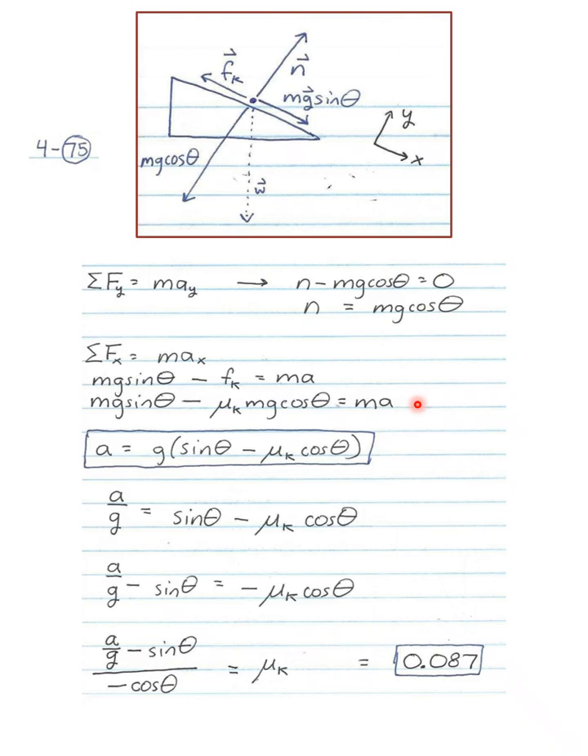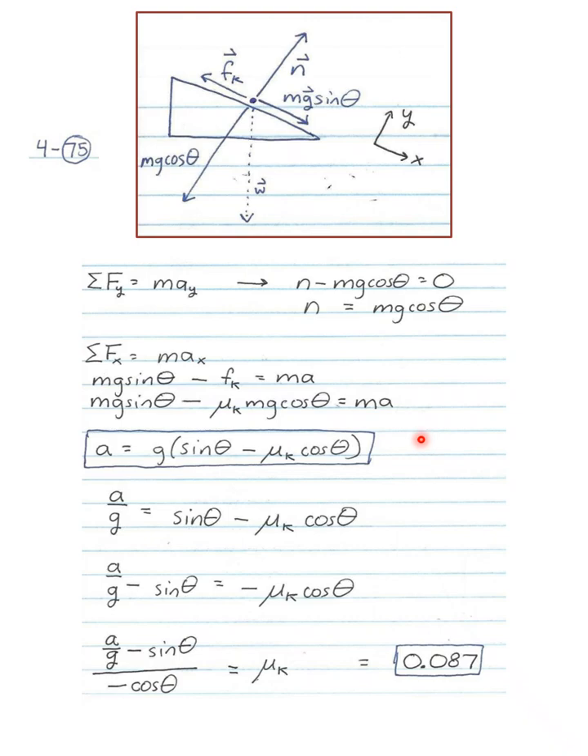We can divide out the mass because it's a factor in every term. We can factor out g, and we're left with this equation in this box that I highly recommend you just learn. Rather than having to go through this derivation whenever you come across an incline problem, it's so much easier just to remember that without friction, a is g sine theta. With friction, it's g times sine theta minus mu sub k cosine theta.